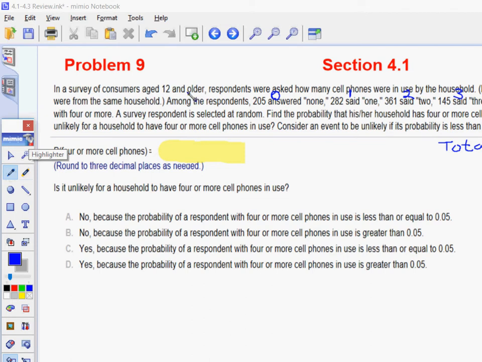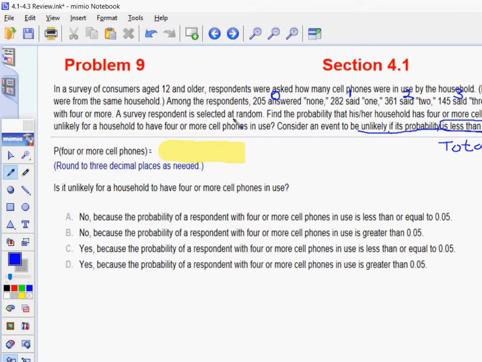A survey respondent is selected at random. Find the probability that his or her household has 4 or more cell phones in use. Is it unlikely for a household to have 4 or more cell phones in use? Consider an event to be unlikely if its probability is less than or equal to 0.05. They specifically tell us what unlikely is.